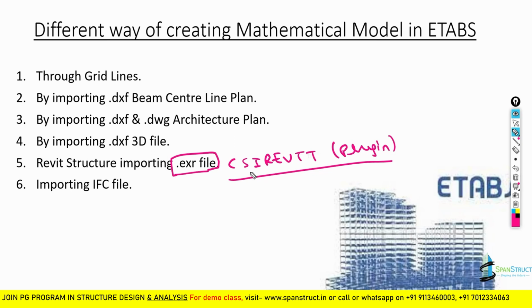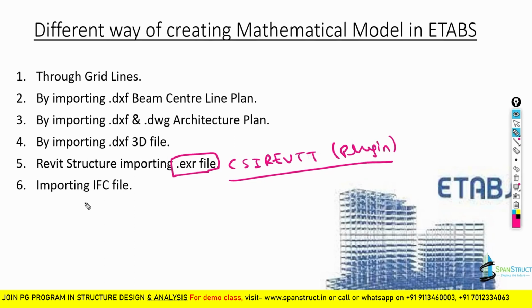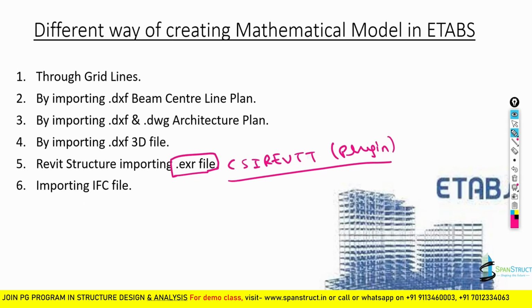So you have to download and install this CSI Revit plugin in Revit software. After that you have to create the .exr file, and that .exr file will be imported in Etabs. In the Revit Structure module of this course, it has already been explained how you have to create the Revit Structure file of your project and how you can import that file into Etabs. Here I am going to give you a little information on how the Revit Structure file looks in Revit and how the import works. In very short, I am going to explain this whole process.